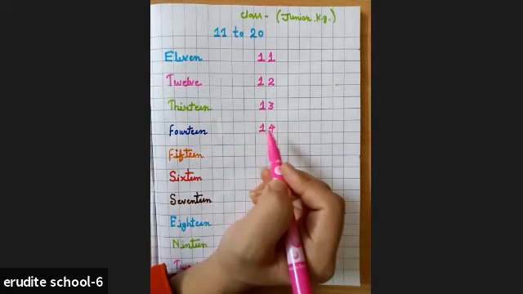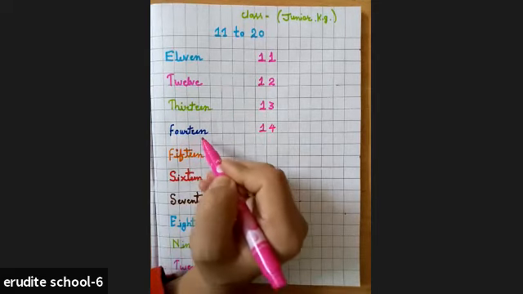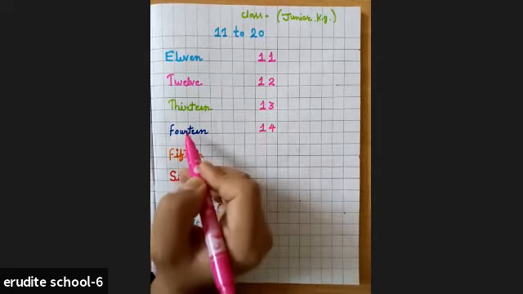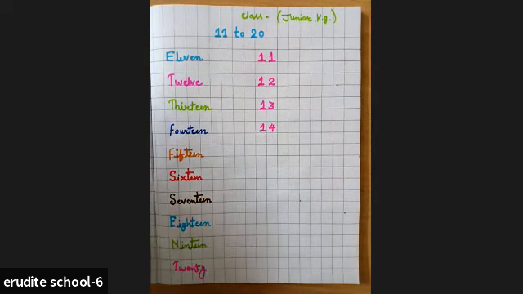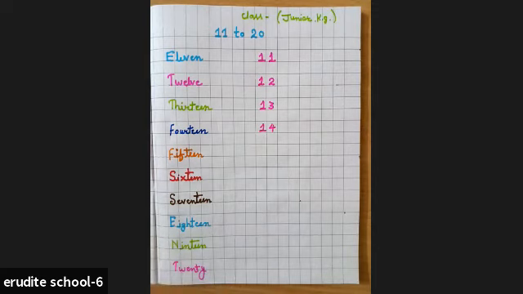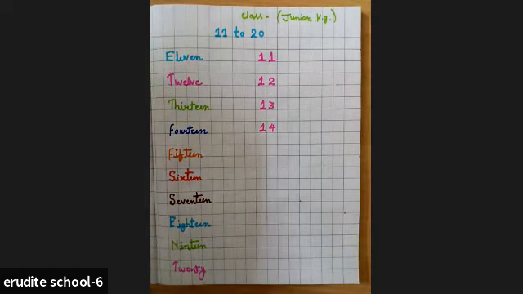Everyone, look at this. 1, 4, 14. Everyone write in your notebook. Devanshi, beta, are you writing in your notebook?